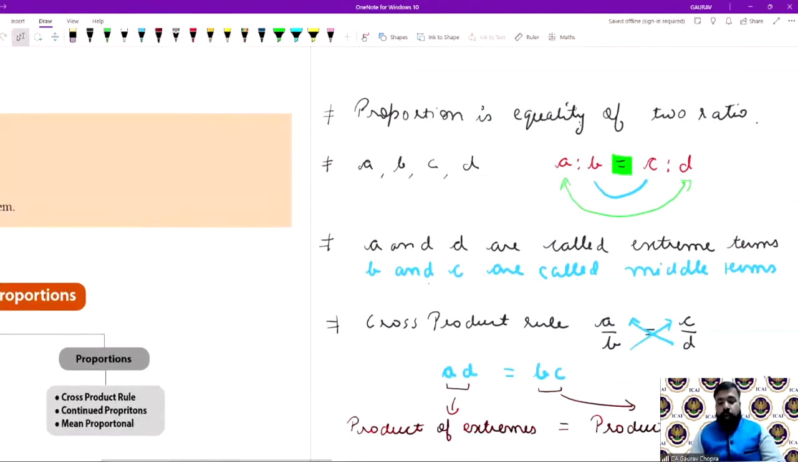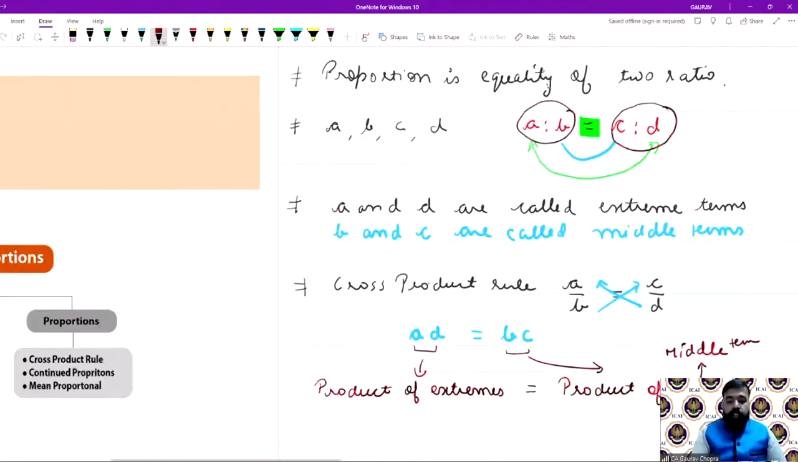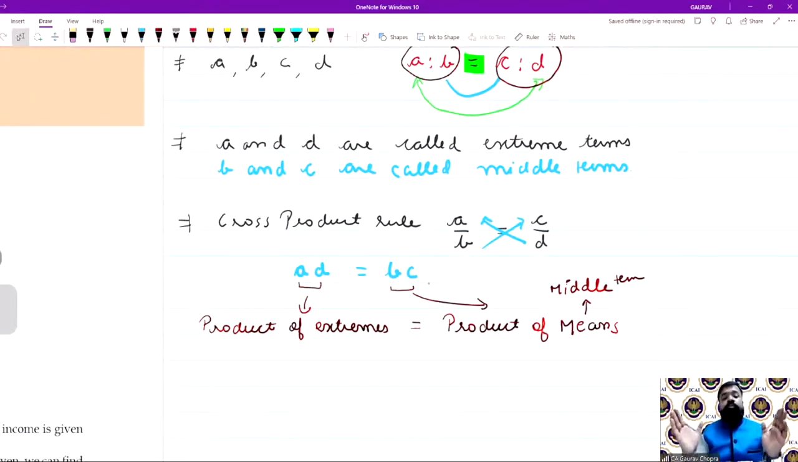Let us see once again, what is basically a proportion? Proportion is simply equality of two ratios. Jab do ratio barabar ho jate hain, equal ho jate hain, to use kaha jata hai proportion. Hindi mein kehte hai ise samanupat. Phir humne example liya, A, B, C, and D. Agar ye char terms hai, and A is to B is equal to C is to D. So first two terms, A is to B, and next two terms, C is to D, are in ratio and they are equal. Jo hamare extreme values hai, jo hamare corner values hai, wo A and D hai. A and D are known as extreme terms. Aur jo beech mein lie karti hai, B and C are known as the middle terms.